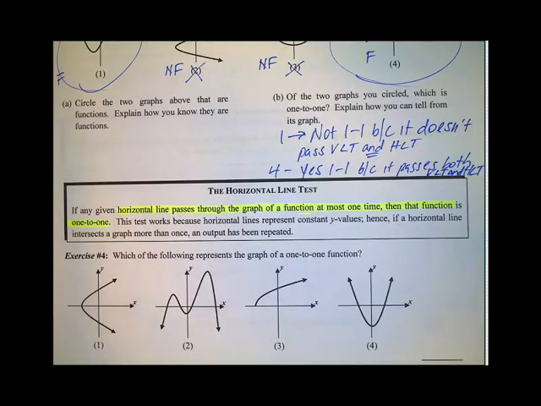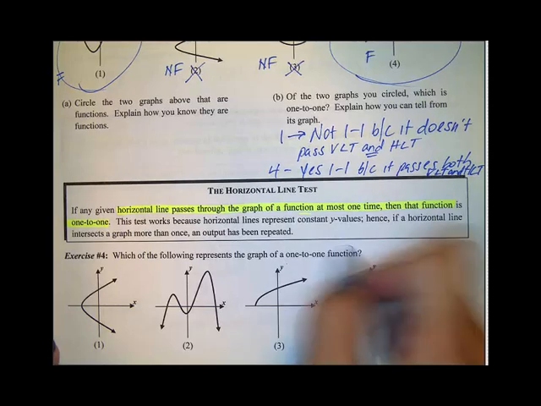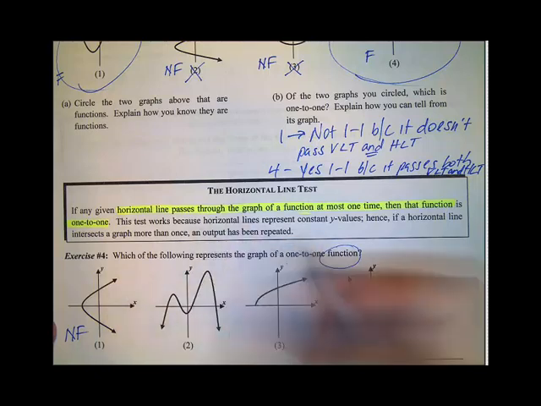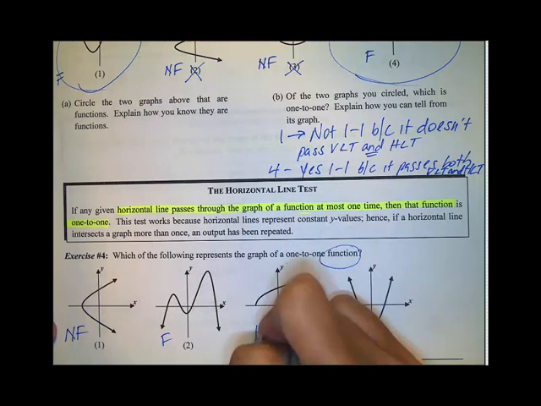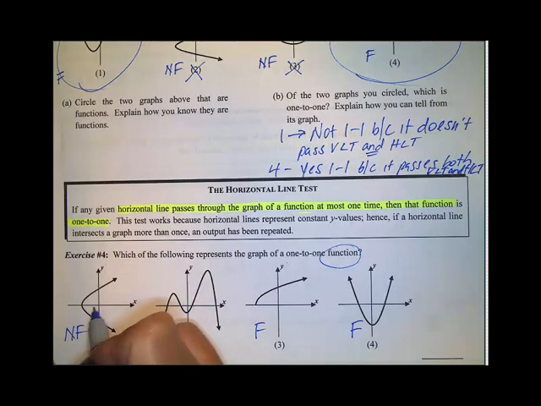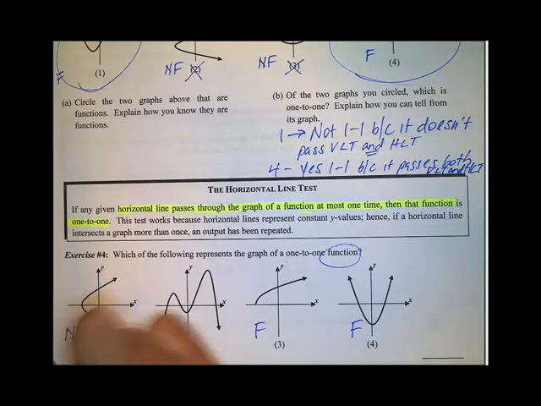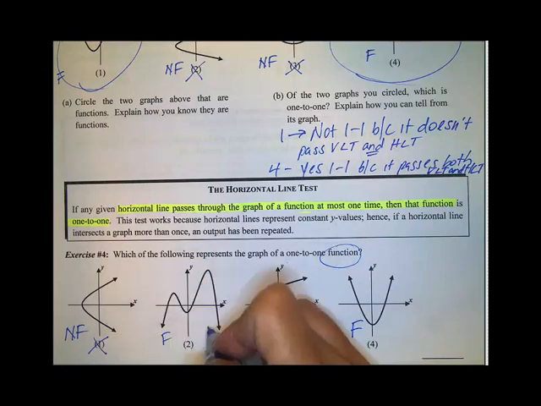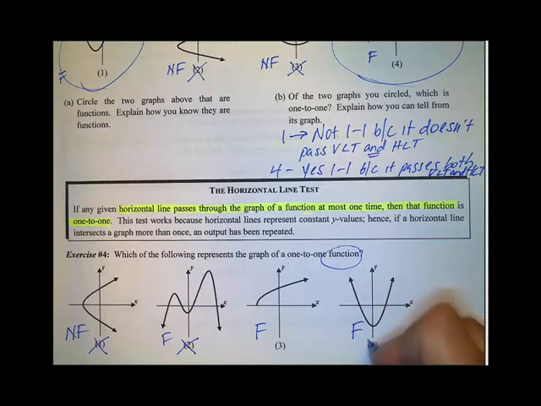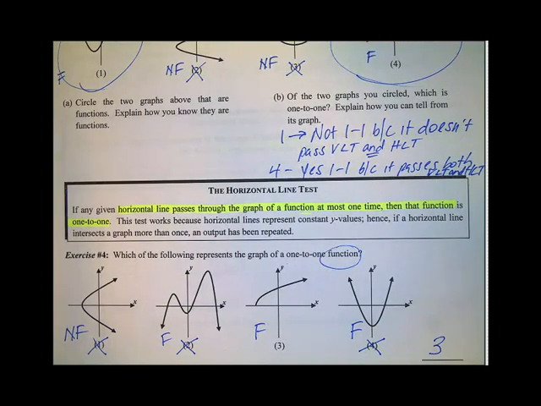Second to last example, example 4. Which of the following represents the graph of a 1-to-1 function? Well, let's start with this. Is it a function? Not a function. Function. Function. Function. So now let's do the horizontal line test. So since this isn't a function, we already got rid of it. So, doesn't pass horizontal. Passes horizontal. Doesn't pass horizontal. So our answer is choice 3.